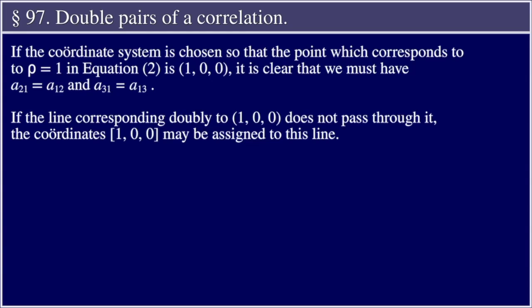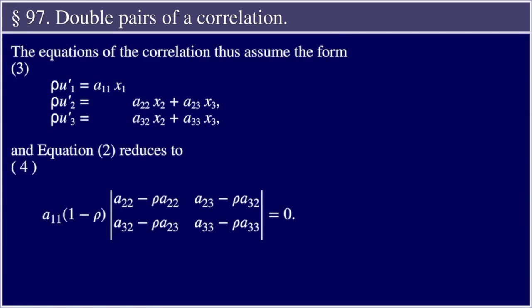If the line corresponding doubly to 1, 0, 0 does not pass through it, the coordinates 1, 0, 0 may be assigned to this line. The equations of the correlation thus assume the form, equations 3. Rho u1 prime equals a11x1. Rho u2 prime equals a22x2 plus a23x3. Rho u3 prime equals a32x2 plus a33x3. And equation 2 reduces to equation 4.